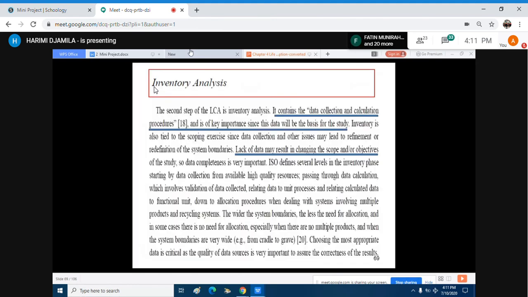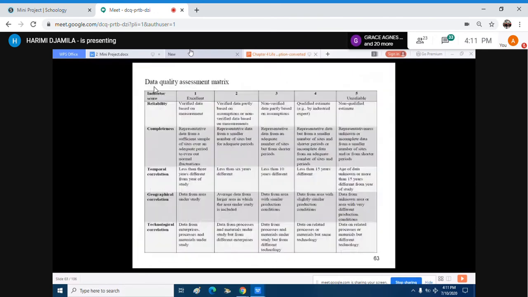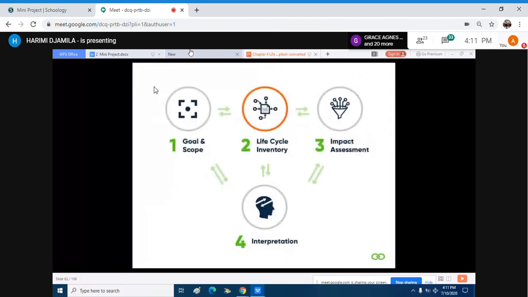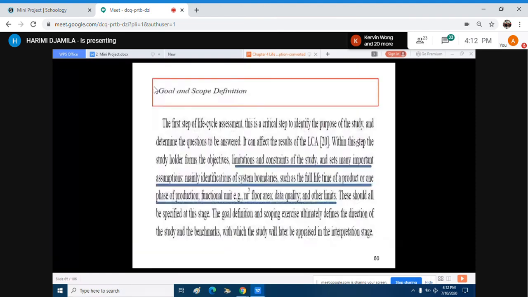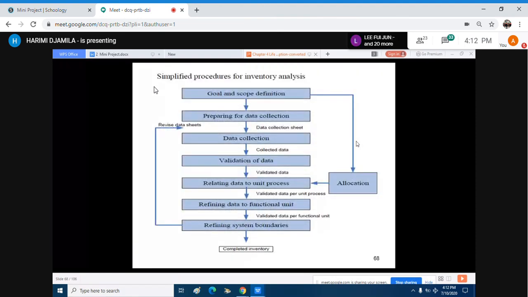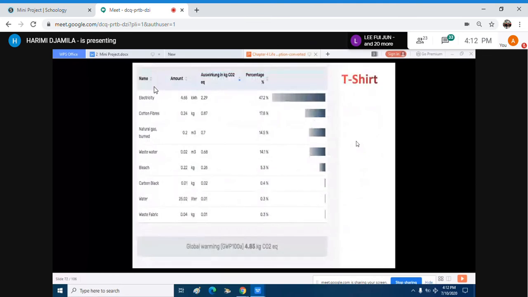Okay, so I repeat what we have. We have goal and scope. We have life cycle inventory. You have the impact assessment. The impact assessment is not necessarily equivalent carbon dioxide. There will be other elements which can affect the environment, which I will provide further information on soon.